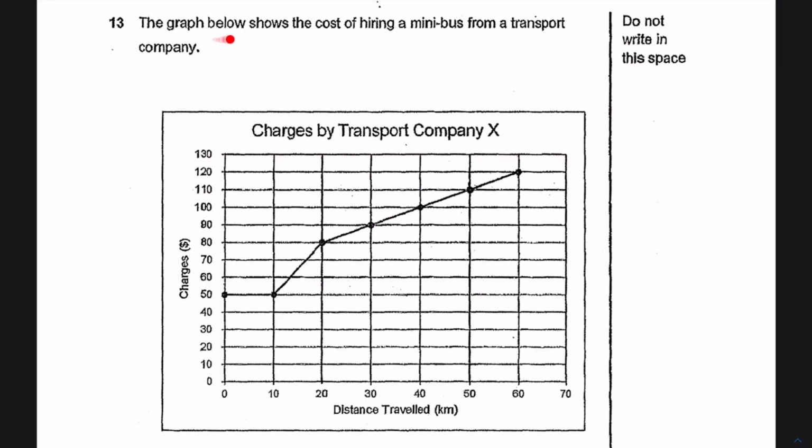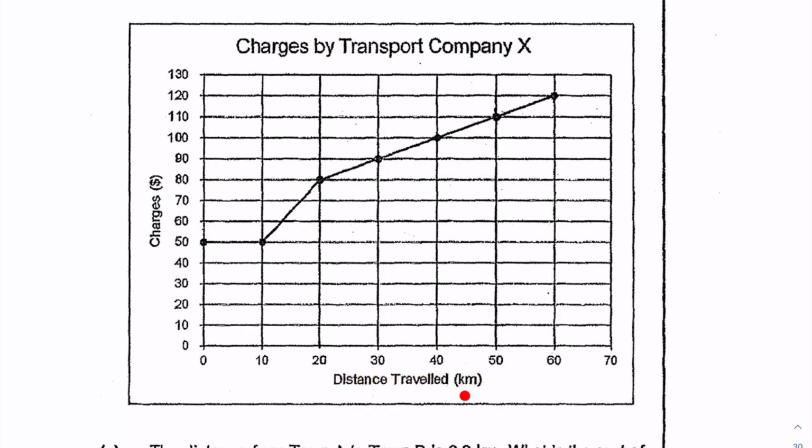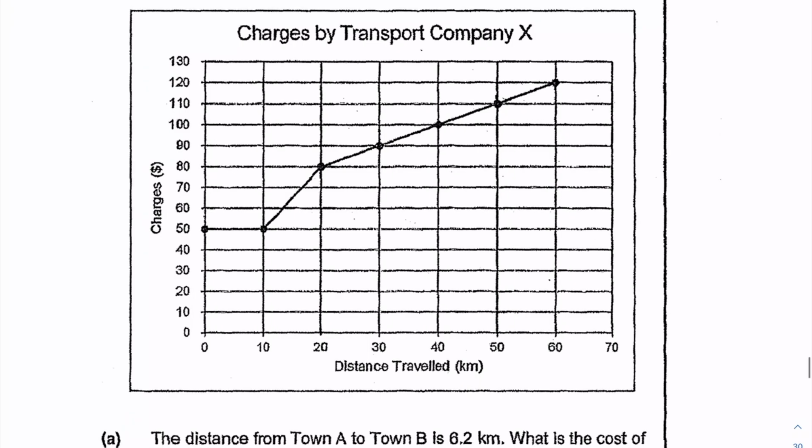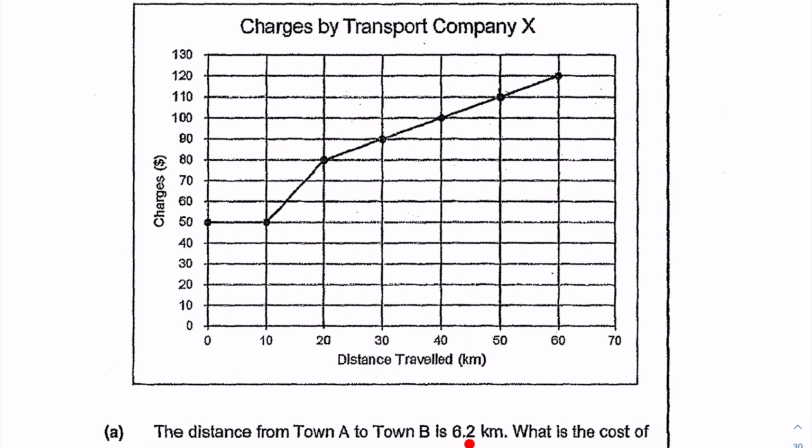Question 13, the graph shows the cost of hiring a minibus from a transport company. So the charges here are shown in dollars on the y-axis. Next, on the horizontal axis, we've got distance traveled in kilometers. The distance from A to B is 6.2 km. What is the cost of hiring the bus from A to B?